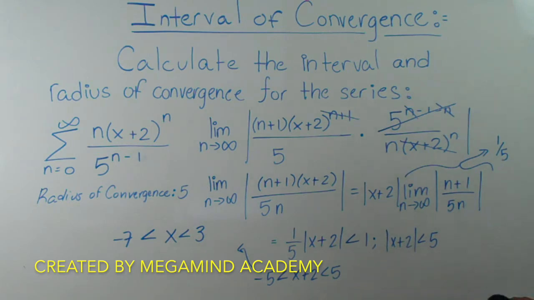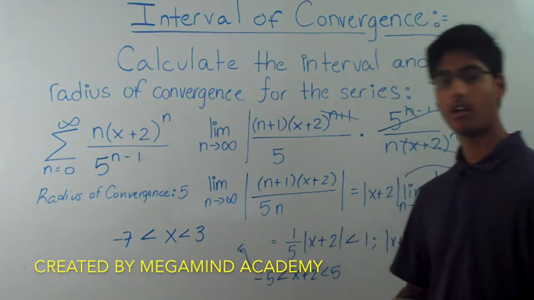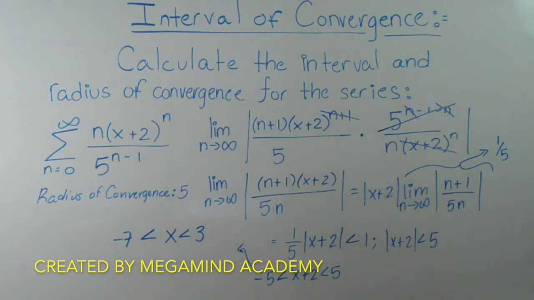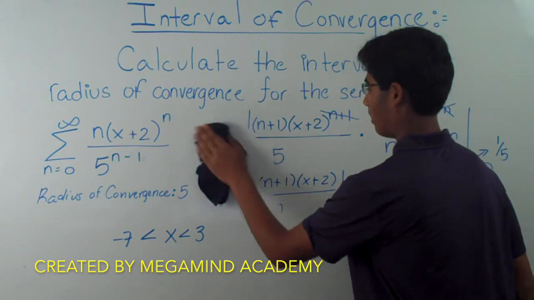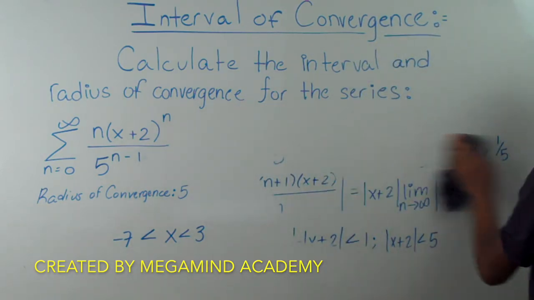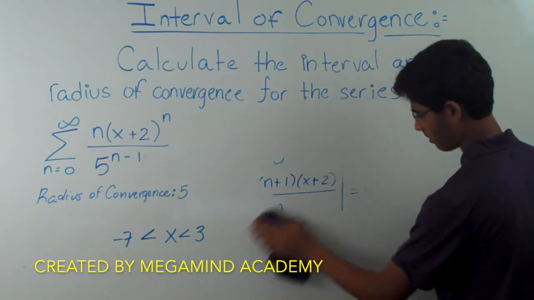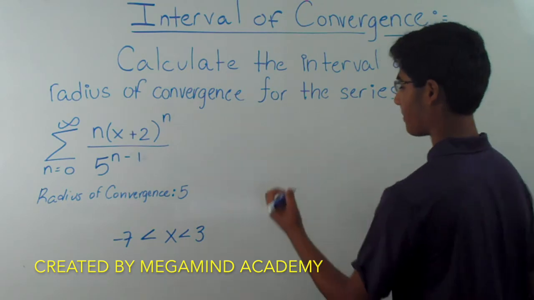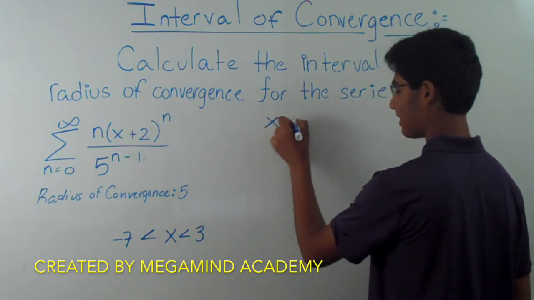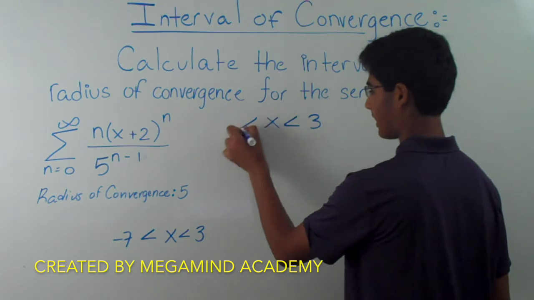So, now we're going to have to figure out whether the endpoints are part of the interval. But before we do that, we need more space. So take a moment to go over this again. So now let's write this interval up here. We get x is less than 3, but greater than -7.